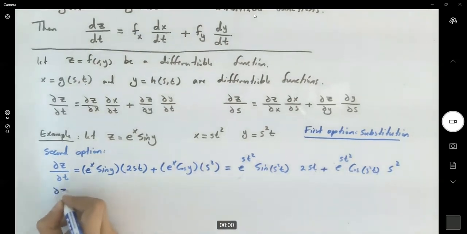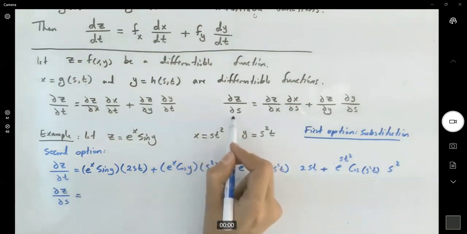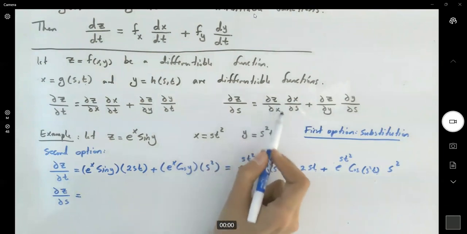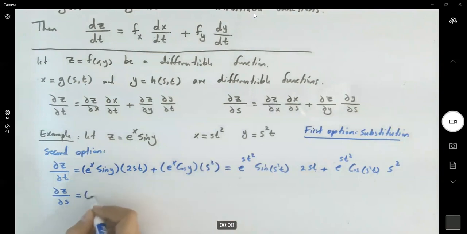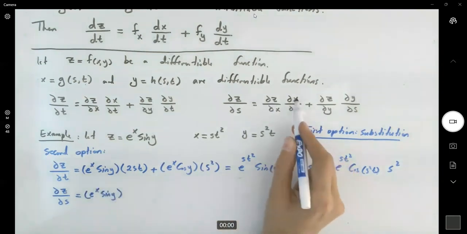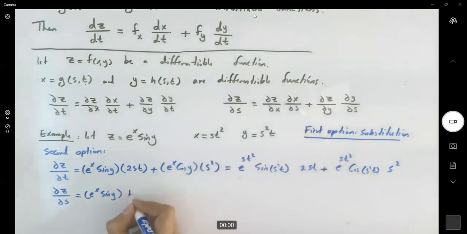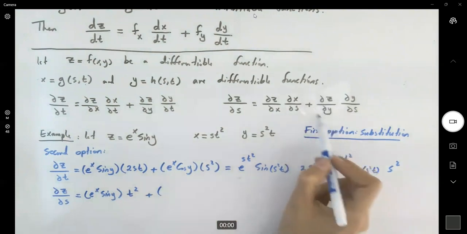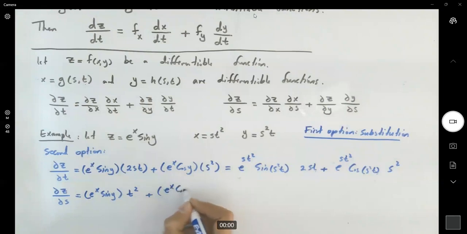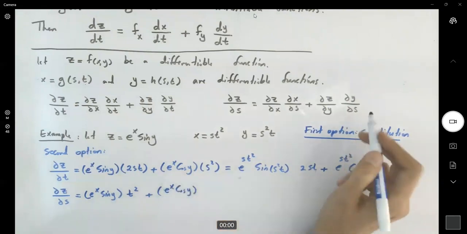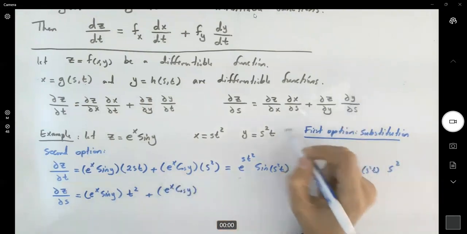The partial derivative of z with respect to s. Now we are following the second formula. Partial derivative of z with respect to x, which is e to the x sine y, times partial derivative of x with respect to s, which is t squared. Plus, now partial derivative of z with respect to y, which is e to the x cosine y, times the partial derivative of y with respect to s, which is 2st.